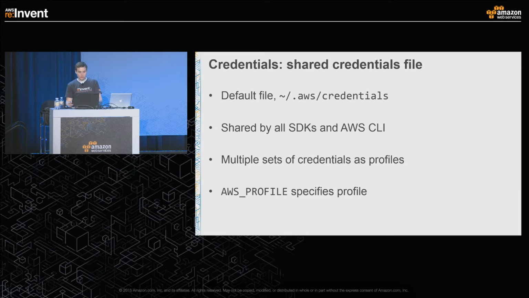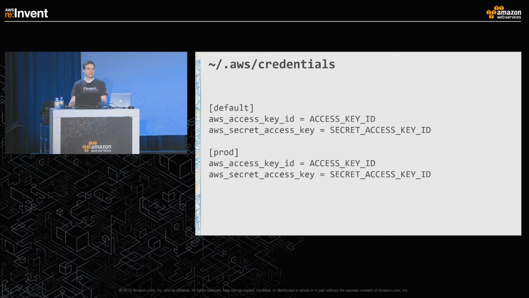And if you specify the AWS_PROFILE environment variable, the SDK will look for that profile when loading the shared credentials file. Here's an example of one. It's pretty simple. It's just an INI file with each section representing a profile. You can see we've got default and prod. And each one of these sections requires two keys, the AWS access key ID and AWS secret access key.